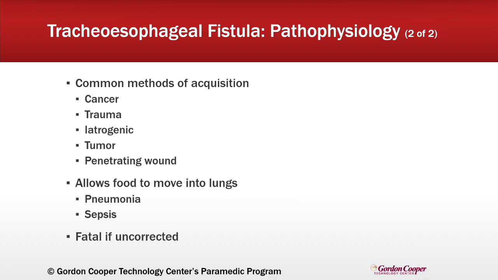A tracheoesophageal fistula basically lets food from the esophagus enter the trachea and then travel into the lungs. The most serious complications of this, of course, are pneumonia, which can lead to sepsis, which then can lead to death. Preventative measures like tracheotomy can reduce the risk, but it won't completely eliminate it.